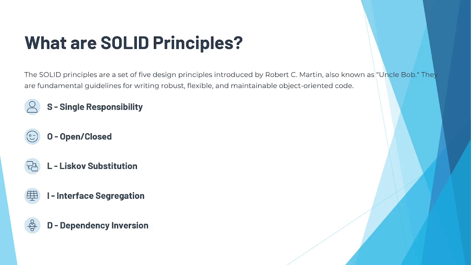What are SOLID principles? SOLID is an acronym for 5 principles. S stands for Single Responsibility Principle, O stands for Open-Closed Principle, L stands for Liskov Substitution Principle, I stands for Interface Segregation Principle, and D stands for Dependency Inversion Principle. These principles were introduced by Robert C. Martin in his Clean Code book.